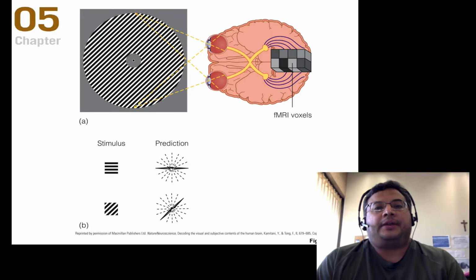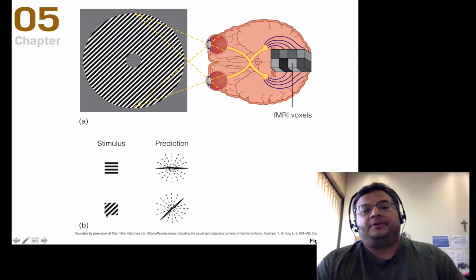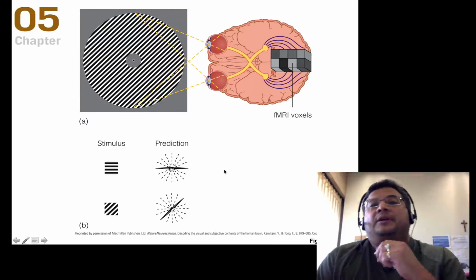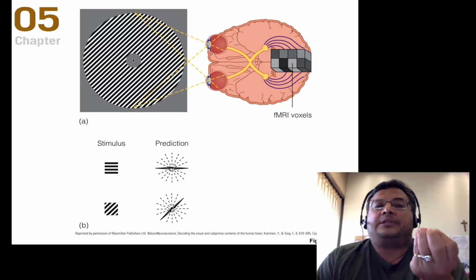Right, let's go back to this slide. As you can see in B, after we got the patterns of the voxels, we presented the different stimuli, whether it's the horizontal lines here or the slanted lines, and asked the device that we had taught the different patterns to predict what the person was looking at. Sure enough, it was really good at detecting the patterns of firings in the cortex and correlating that with what the person was actually perceiving.